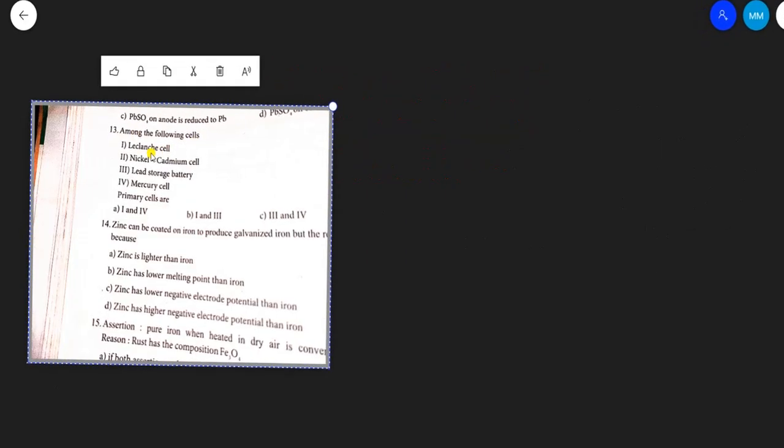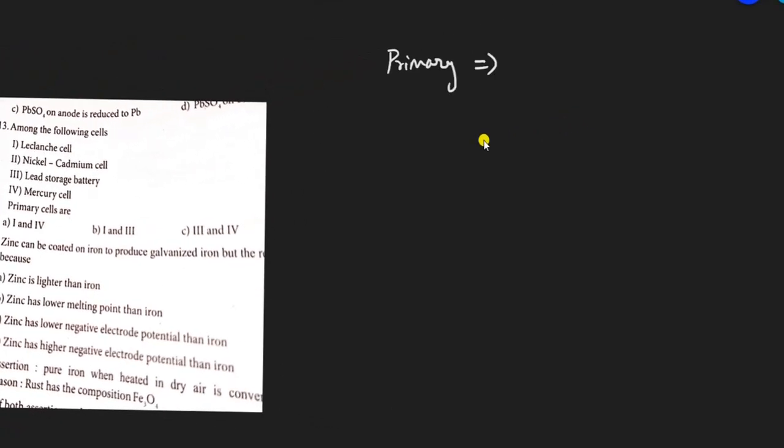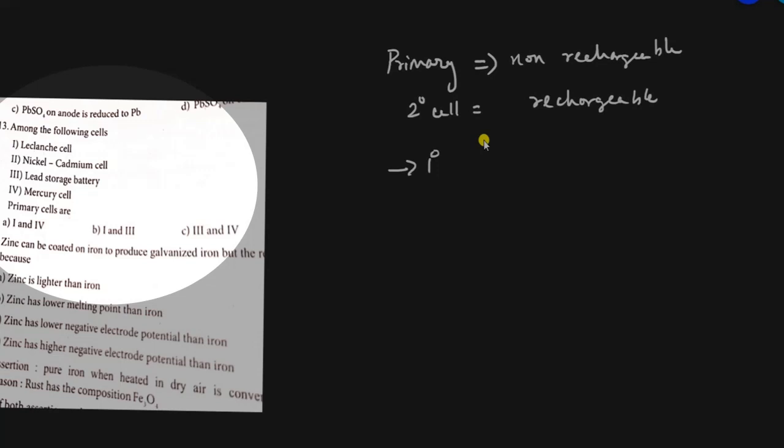Question number 13. Among the following cells, the first one is the Leclanché cell, the second is the nickel cadmium cell, the third is the lead storage battery, and the fourth is the mercury cell. The primary cells are? The concept is that a primary cell is non-rechargeable, and a secondary cell is rechargeable. The Leclanché cell is a primary cell and is non-rechargeable. The nickel cadmium cell and the lead storage battery are storage batteries, so they can be recharged. So they are secondary cells. Only the Leclanché and the mercury cells are primary cells. Your answer is A.